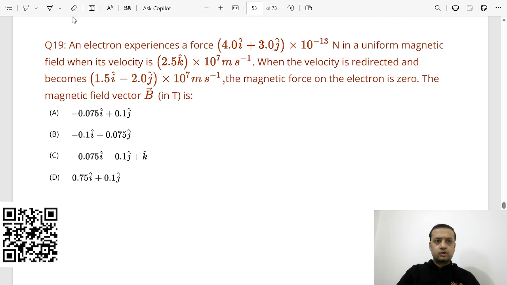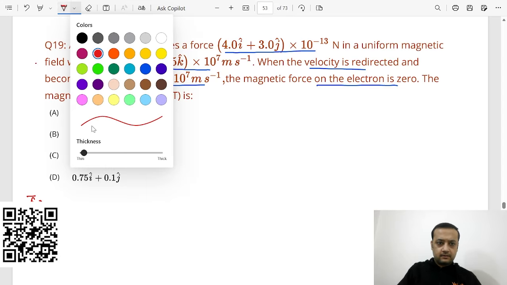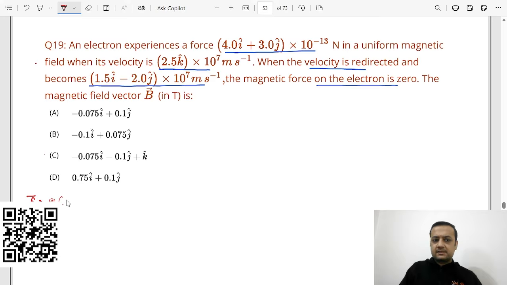Let's have a look at this question. Here an electron is experiencing this force when it has a velocity of this. When the velocity changes to this value, then the force is 0. Now if you do this question very smartly, then this can be done very quickly. Magnetic force is given as Q into V cross B. Now if we look at the second information, magnetic force is becoming 0 for this value of velocity. If magnetic force has to become 0, then the only way out is that the cross product should be 0, because charge on the electron is never 0. So we can say that V cross B should have been 0 here.